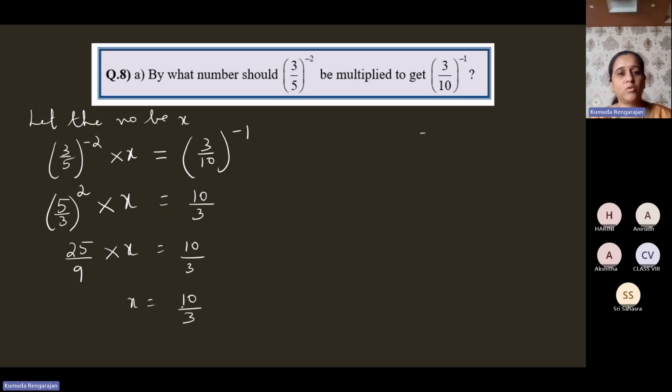Now 25/9 goes to the other side as 9/25. 3 ones are 3, 3 threes are 9, 5 twos are 10, 5 fives are 25. So x is equal to 6/5. Yeah, right on, children.